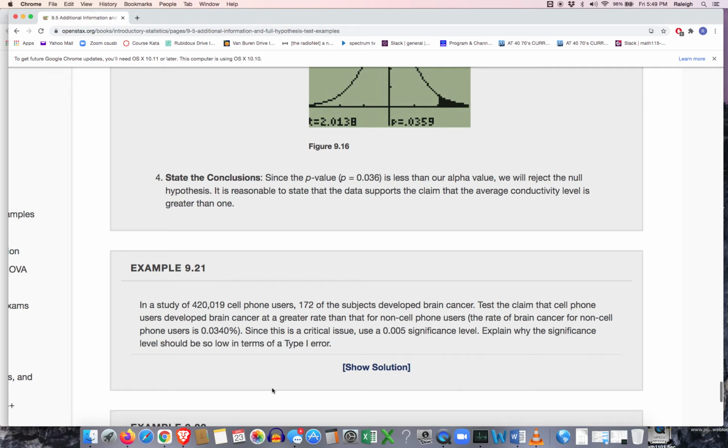We have a couple of other examples. I guess I can go through one more of them. We'll see. I think the cell phone one is an interesting one. It's got some pretty big numbers. So let's take a look.